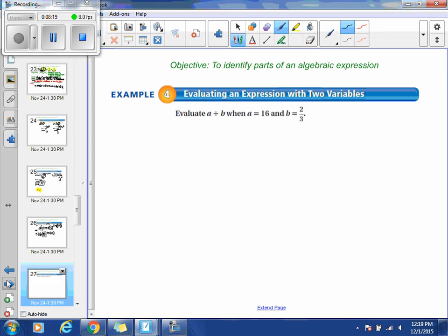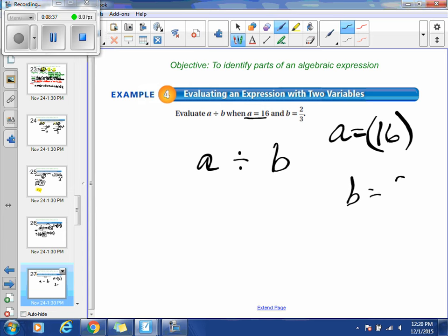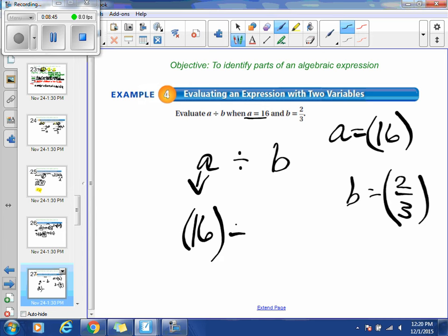Okay, example 4, evaluating an expression with 2 variables. So here's an expression, a divided by b. It has variables, it has operations, but it does not have equals. We want to evaluate it when a is the same as 16, just rewriting it so it's bigger, and b is the same as 2/3. So over here where it says a, we know that it's 16. We know what b is. B is 2/3.